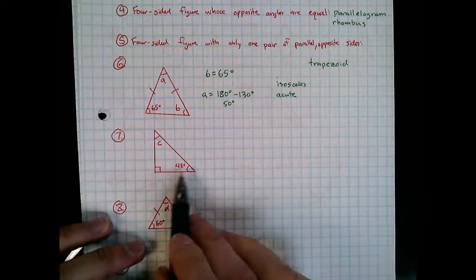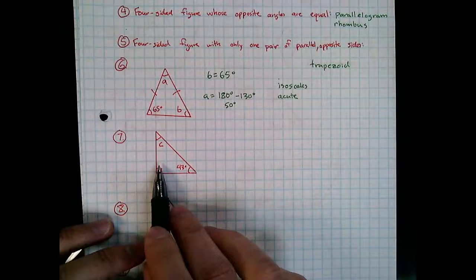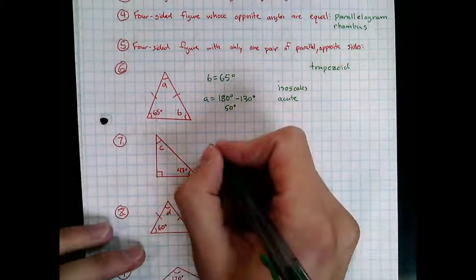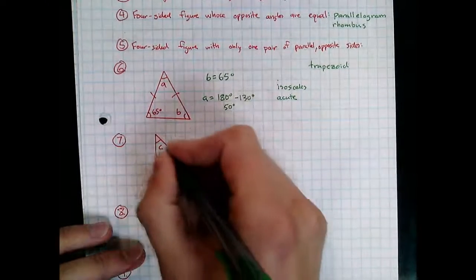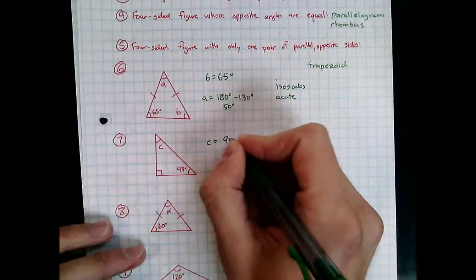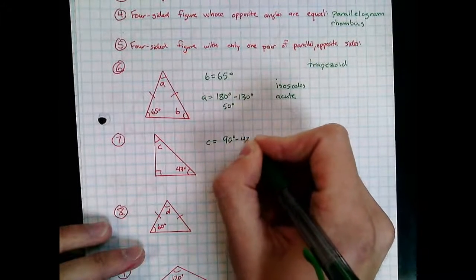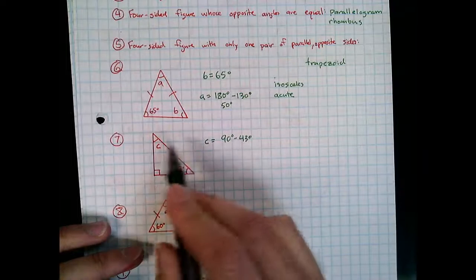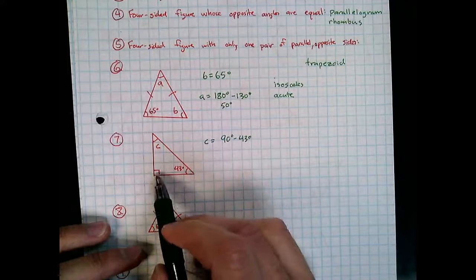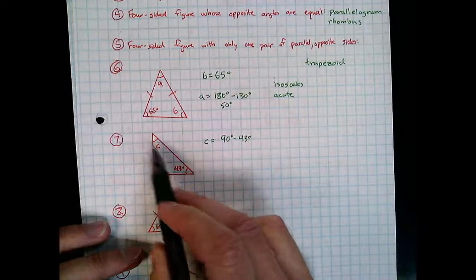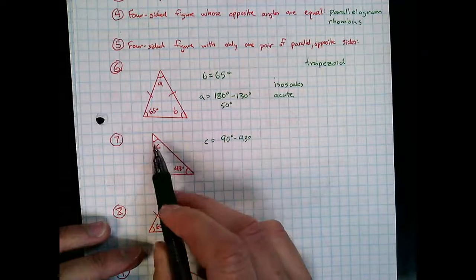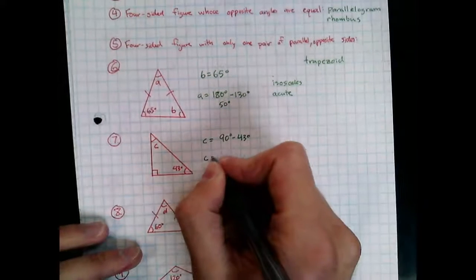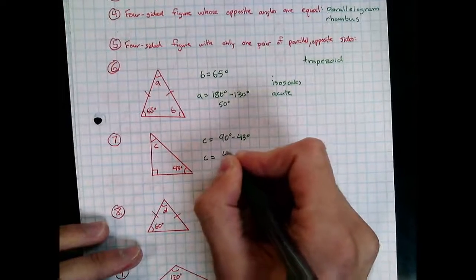Moving on to this one. We can see right away this is a right triangle. And let's see, if that's 43 degrees, angle C is equal to 90 degrees minus that 43. And why am I doing 90 instead of 180? Because in a right triangle, 180 minus 90 leaves 90 degrees that these two angles have to make up. So angle C is equal to 90 degrees minus 43, which means that C has to be equal to 47 degrees.